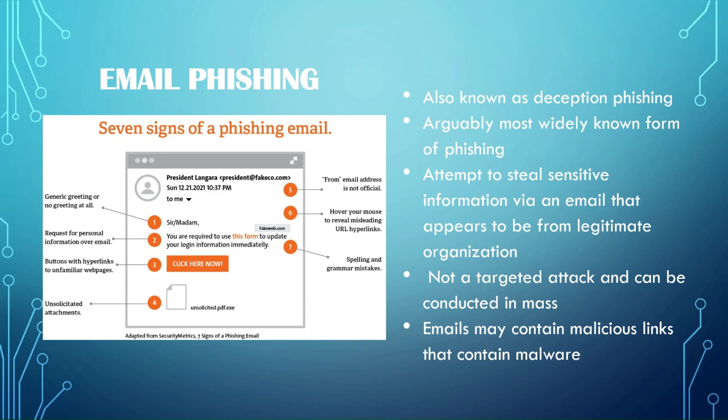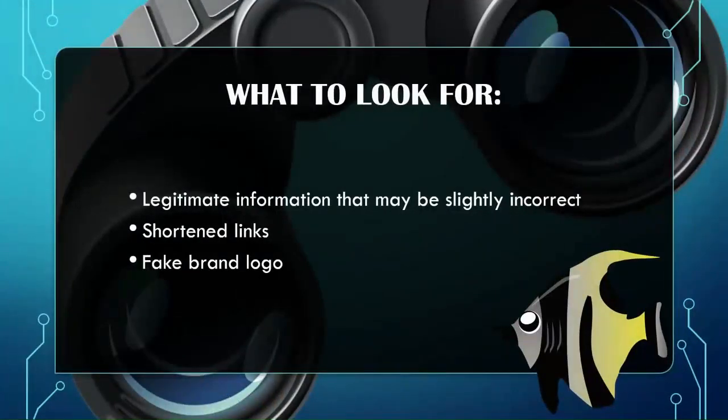It's not a targeted attack, so it's not directed towards a certain individual. It's more of a mass attack, where they're trying to attack as many people as they can, regardless of who they are. These emails usually contain some type of malicious link or malware, and they're trying to get you to click on the link, which can sometimes install the malware automatically, or to download the malware and install it yourself. Now we're going through some of the ways to spot these types of attacks.